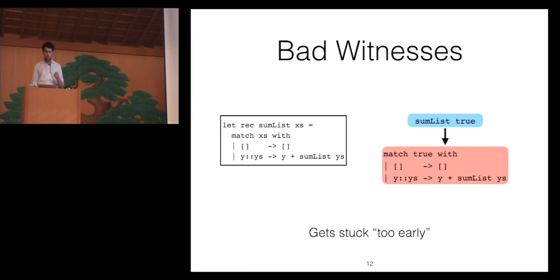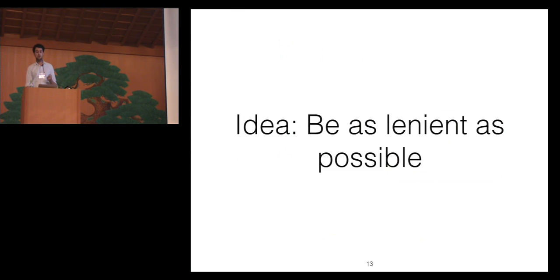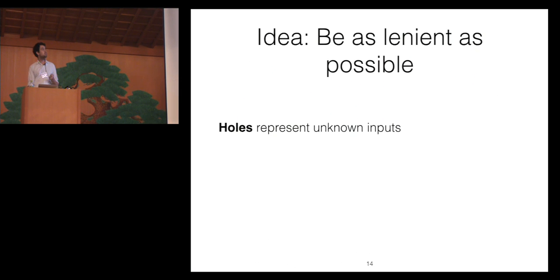The intuition is that, if we replaced true with some other value, for example, a list, we could keep making progress along the same execution path. So the idea underlying our search is going to be that we want to be as lenient in the search as possible. And the way we accomplish that is by borrowing the notion of holes from small-check, which allow us to represent unknown inputs. In particular, in our case, we don't even know the types of these inputs.